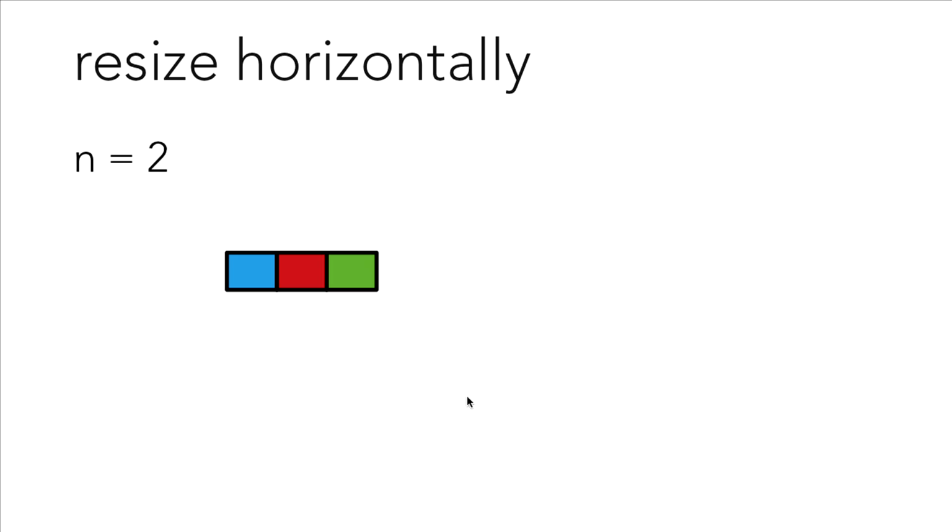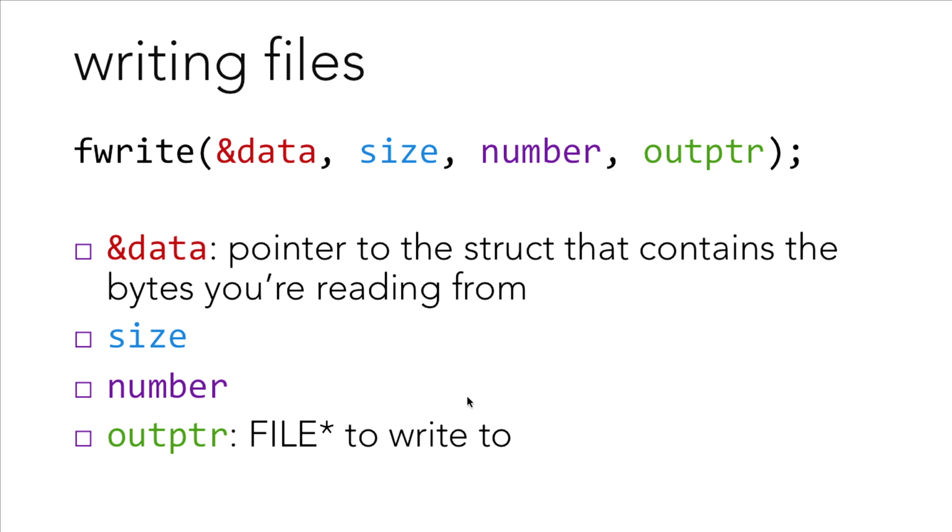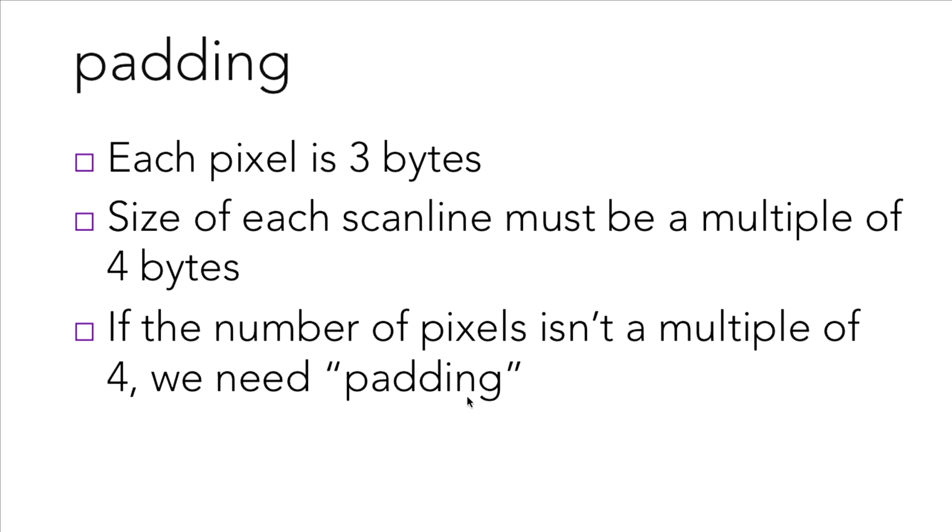Now it's time to resize horizontally. If n equals 2, then for each pixel in the in file, we're going to write it twice in the out file. How do we write files? Well, we have the fwrite function. So we take in the pointer to the struct that contains the bytes that you're writing from, and then we pass in size, number, and the output, where you're going to be writing that. And then to repeat a process will be a simple iterative for loop. But we need to remember to add padding in.